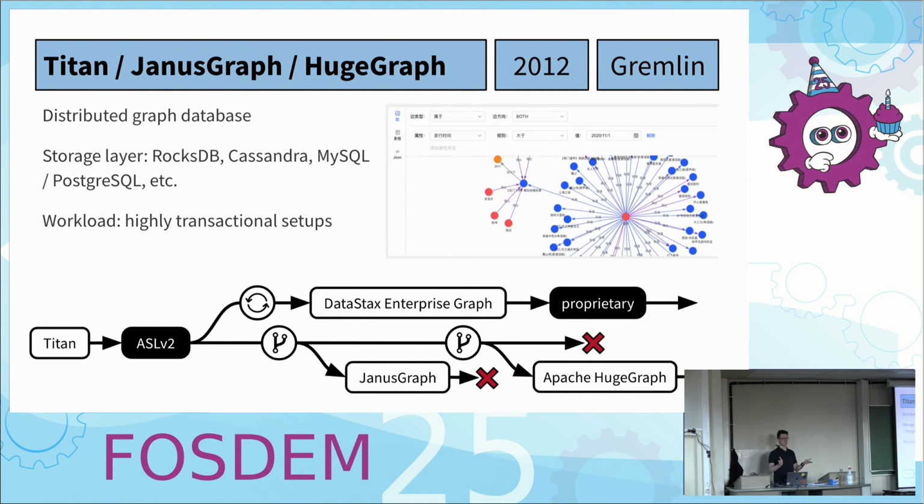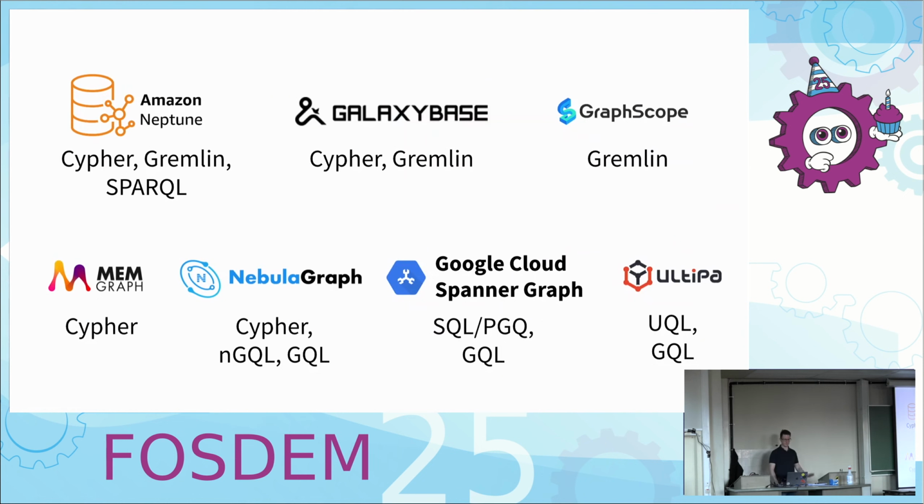Another system that you may have come across in the last 10 years is called Titan, or Janus Graph, or HugeGraph. This has also been forked multiple times, and most of those forks are no longer maintained. The current version that's maintained is maintained mostly by Baidu, and it's an Apache project, and it focuses on highly transactional setups where you store the graph distributedly, mostly query it with the Gremlin language, and focus on short reads and high throughput transactions.